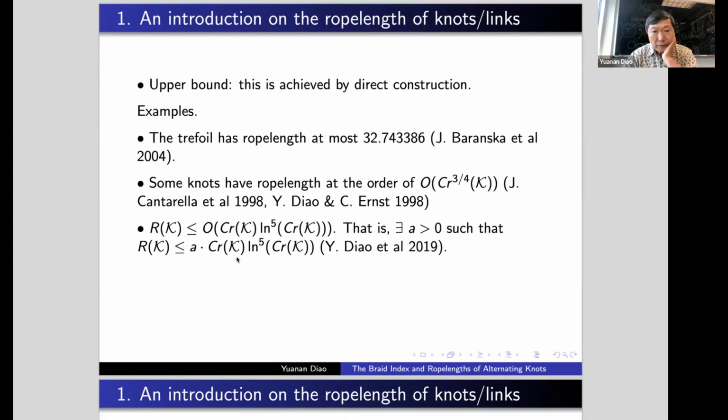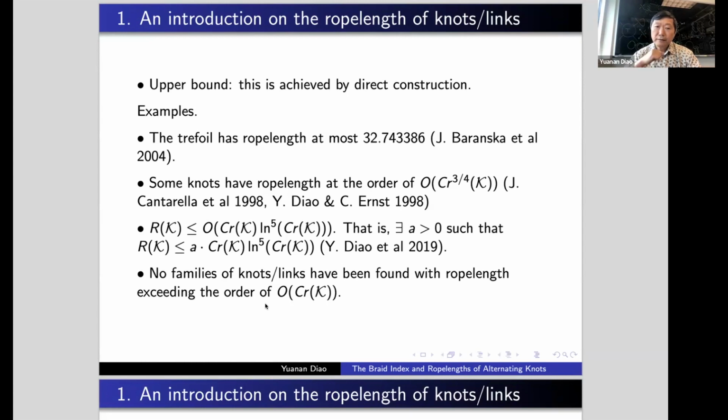And in terms of general upper bound, this is probably the best result we know in general. For any given knot, actually this works for the link too, the rope length is bounded above by some constant times the crossing number of the link times the natural log of this link raised to the power 5. So this is a log term, a power of log term. And that's basically the best known general upper bound.